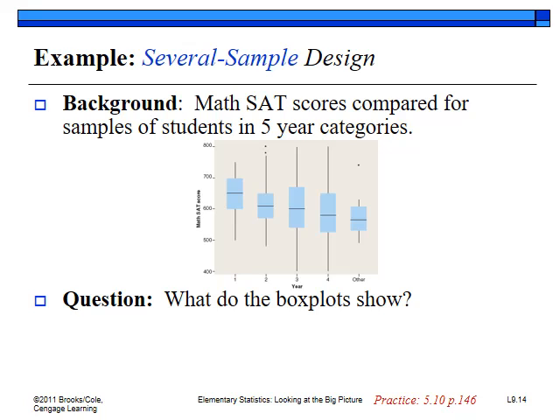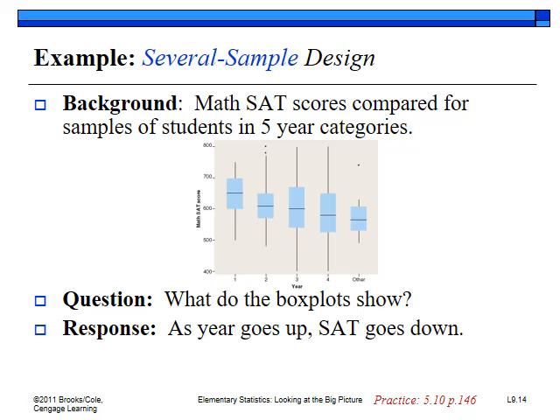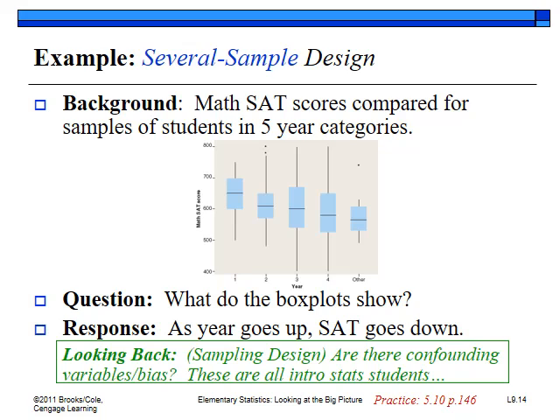Well, looking at the centers of each box, it seems that our measure of center is going steadily downward. So, as the year goes up, SAT average goes down. Can you think of a reason why that might be? If you know that the samples all come from students taking an Intro to Stats class, why do you suspect they would go down over time? There are a couple of confounding variables I can think of. See if you can think of any.